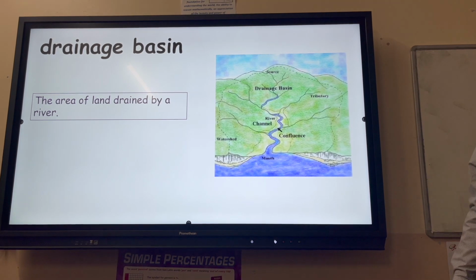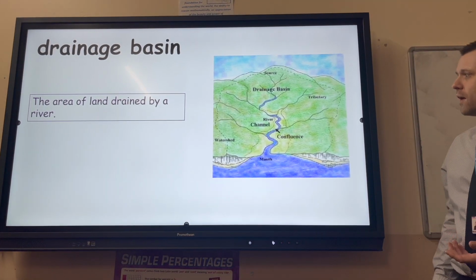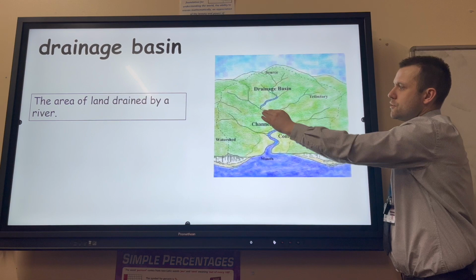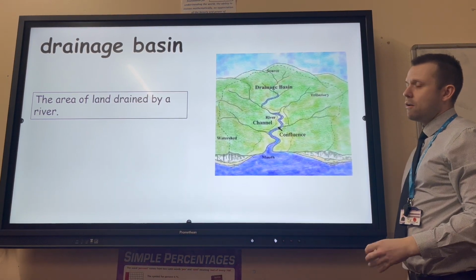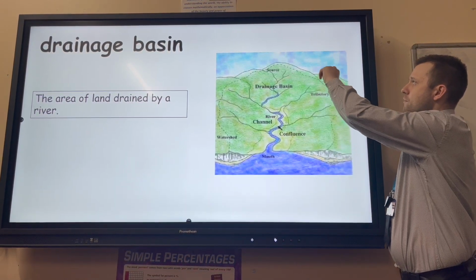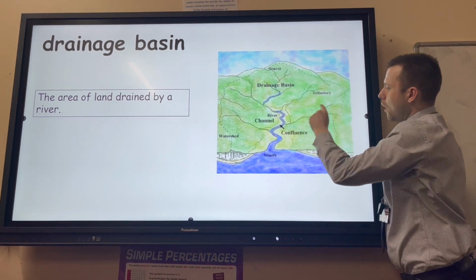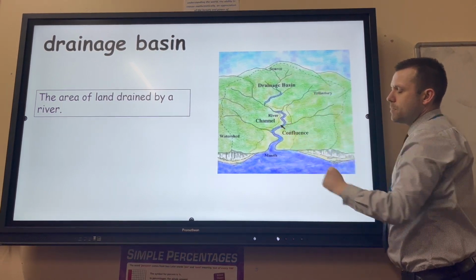Drainage basin is the area drained by a river, and as you can see, there are key features of a drainage basin that you need to be aware of. Ultimately, any drop of rainfall that lands within this invisible line called the watershed will end up being drained by this river.